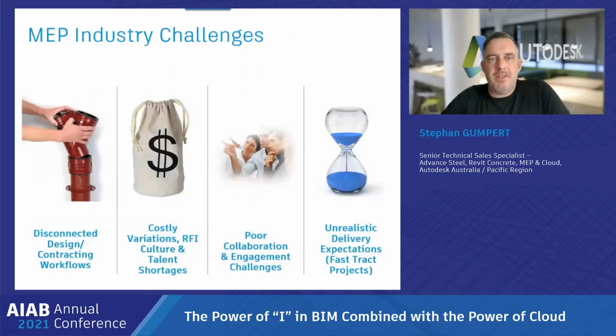If we look at the MEP side of things, it's very, very similar. The design and contracting workflows are disconnected, meaning that the two different groups are working siloed, ending up with costly variations and RFIs out on site, where things aren't where they were originally intended to be, because of the poor coordination of these groups of people. And with projects being expected to be fast-tracked with unrealistic delivery expectations, all of this is impacting these challenges even more.